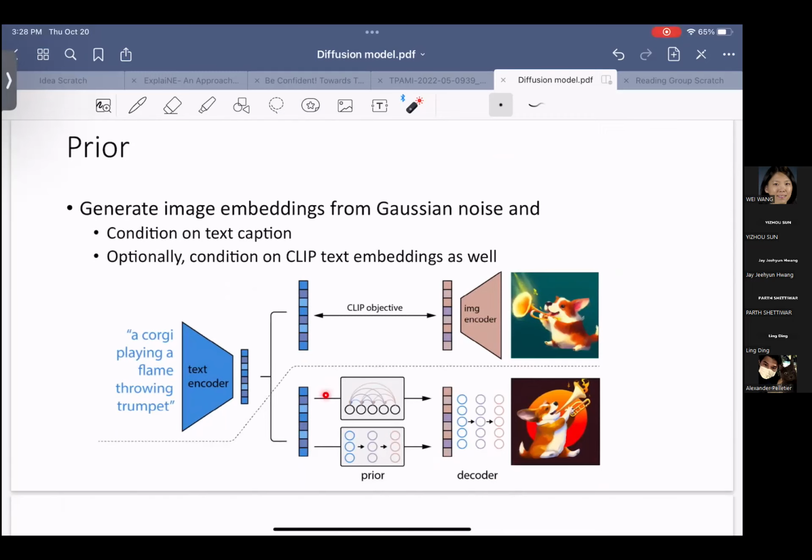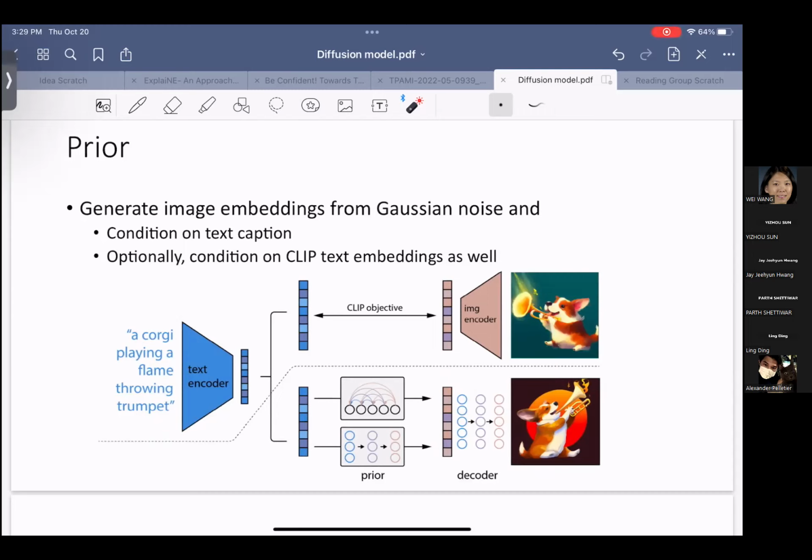Then there is this part of what they call a prior. Remember, the decoder part takes the image embedding and generates an image. But this image embedding is just some vector. Conceptually we think of it as an image embedding. So in reality, we don't have this image embedding. What we want is text to image generation. So we will start with a sentence like that and try to get an image like that. Somehow we need to go through some steps here, end up with the image embedding, and condition on this image embedding to get the generated image. So how do we get from this, a corgi playing a flame throwing trumpet, to this brown image embedding? That is what they call a prior model.